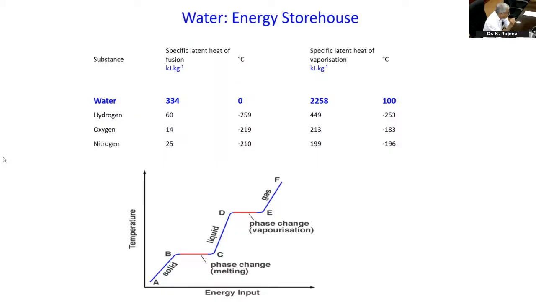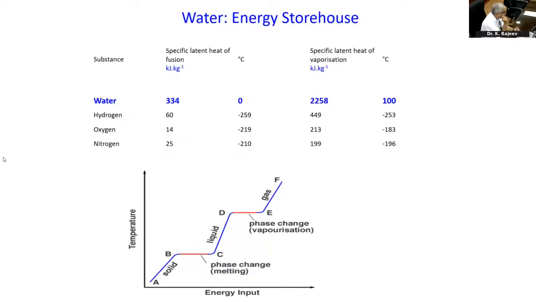What does it mean? When ice is getting melted, it takes energy, and when ice is getting formed, it releases it. 334 kilojoules of energy is involved for 1 kilogram. See any other species, hydrogen, oxygen, nitrogen, they don't reach anywhere near this. They are among the important species, and that too happens at very low temperatures. And look at the specific latent heat of evaporation, 2258.